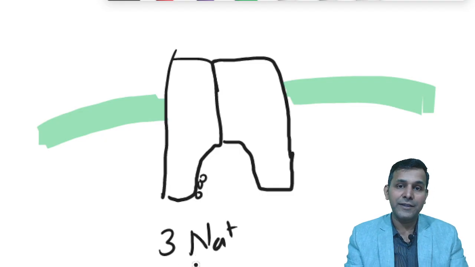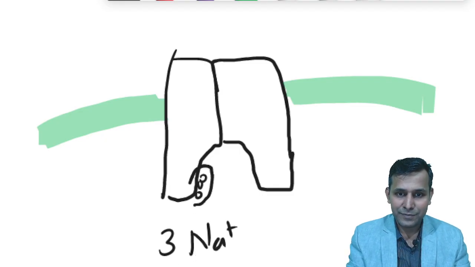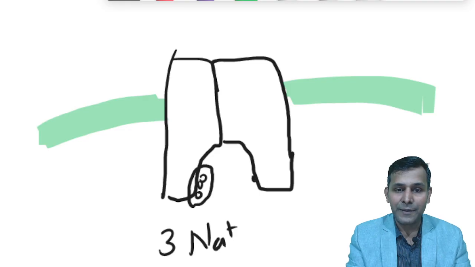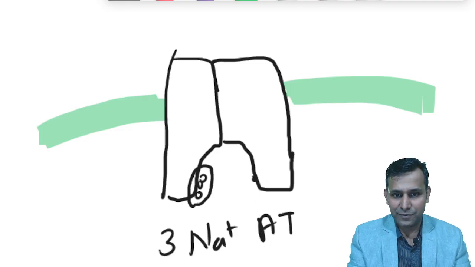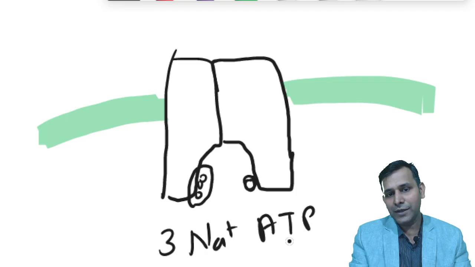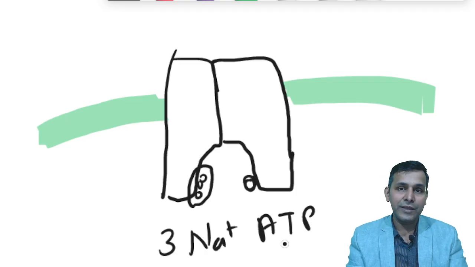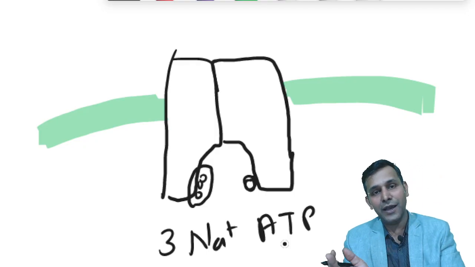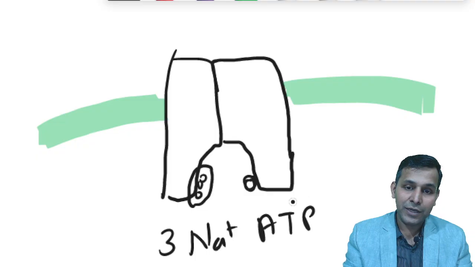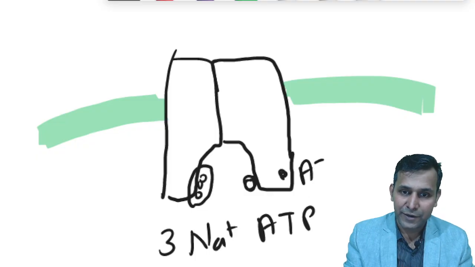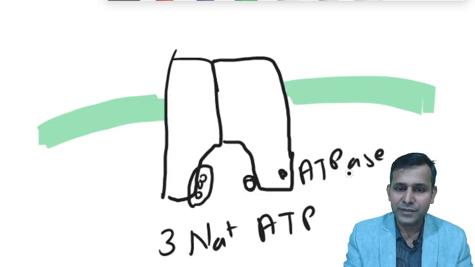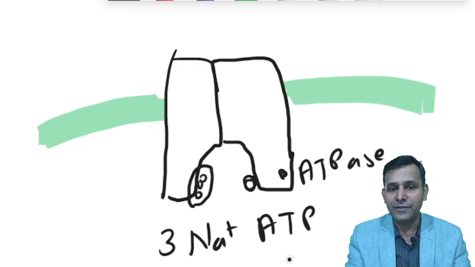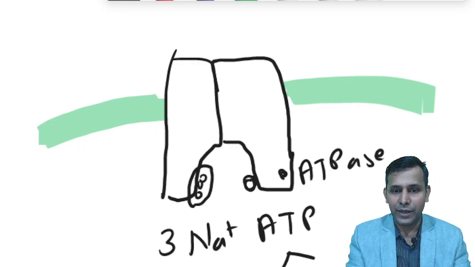So the 3 sodium ions bind onto the interior face, and one ATP binds onto the interior face. Now when this occurs, the sodium ions and the ATP have bound to it. The ATPase enzyme gets activated, and this ATPase enzyme hydrolyzes ATP to break it into ADP and inorganic phosphate.